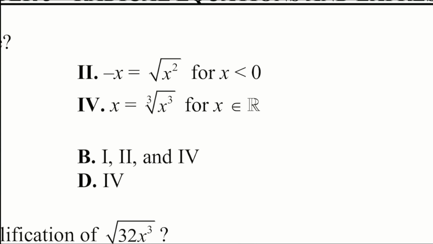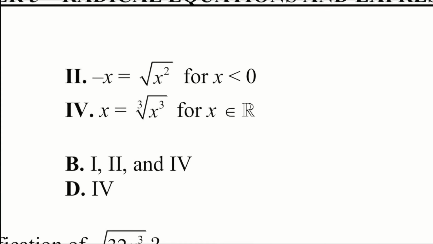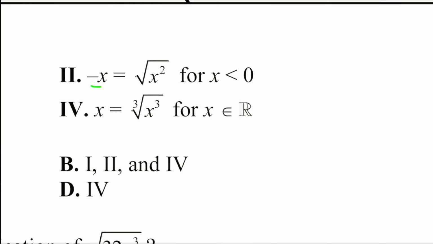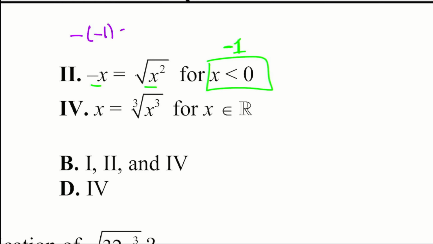Now taking a look at statement 2. We're comparing this input versus the output. So let's try any number that's less than 0. So x is less than 0. So a number that's less than 0 is going to be negative 1. So let's try negative 1. So negative 1 equals the square root of negative 1 squared, which gives us 1. This gives us 1. 1 equals 1. This is true.